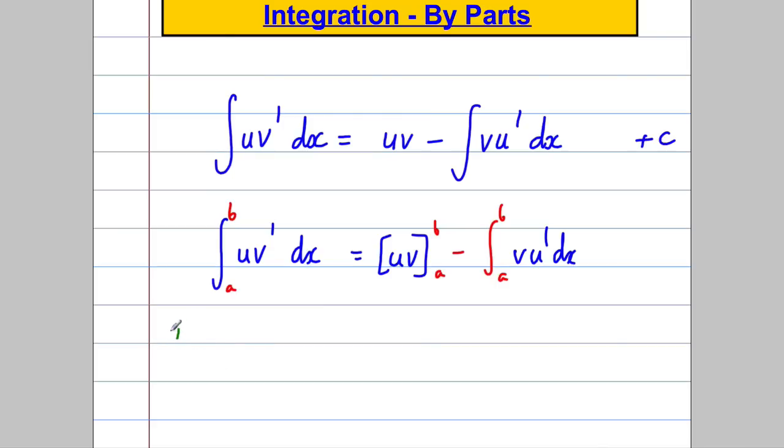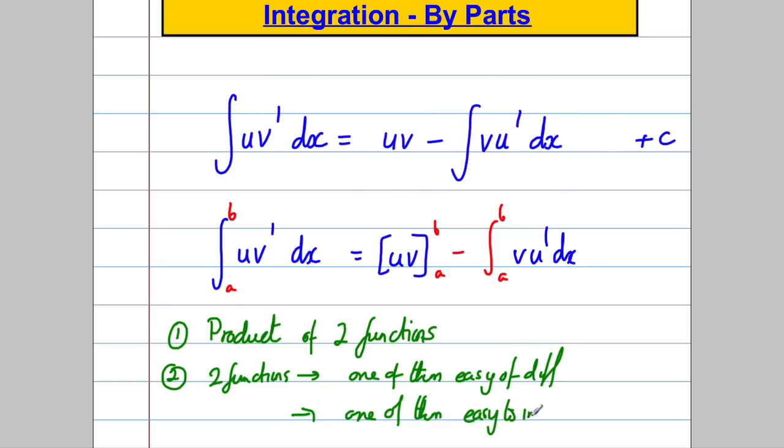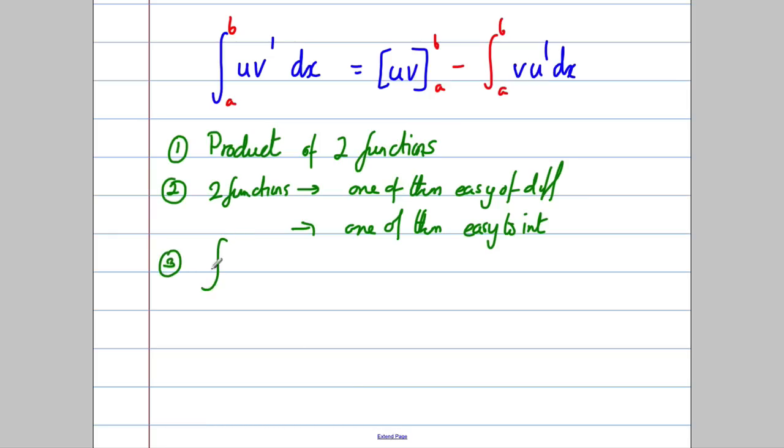The things that make us think to use integration by parts are, one, if you've got a product. There are many products where you wouldn't use this, but with u and v dash, you've got a product of two functions. That may indicate you might use it. And secondly, of the two functions, one of them is easy to differentiate, one of them is easy to integrate, and also when you have done that, it turns out that the integral of vu dash with respect to x is something you can integrate.